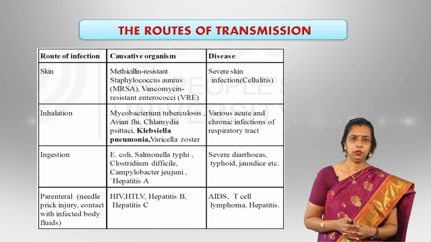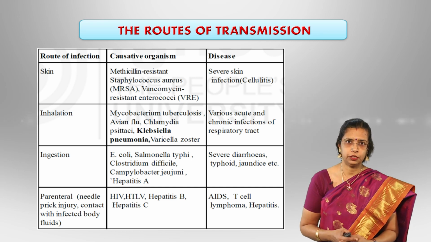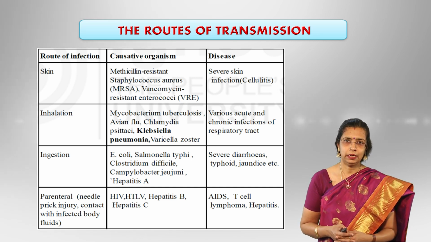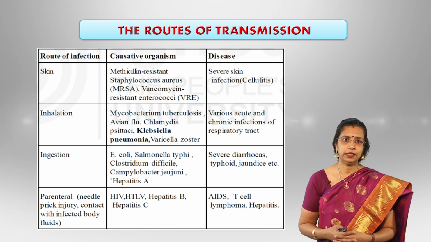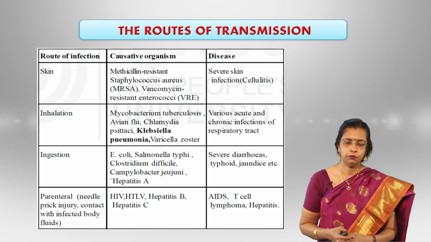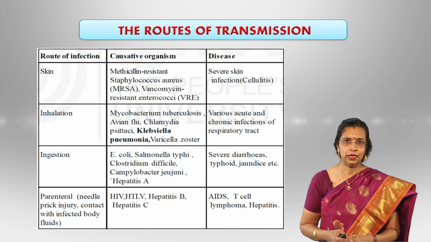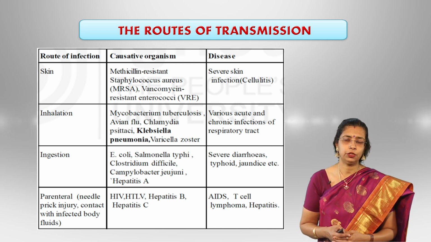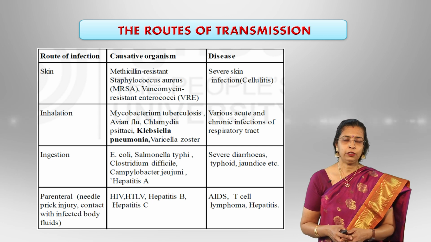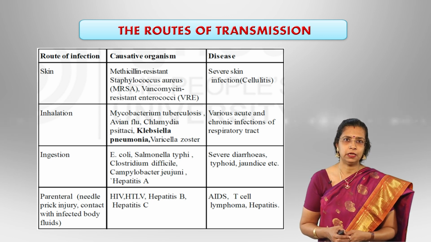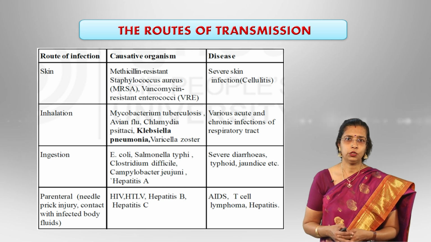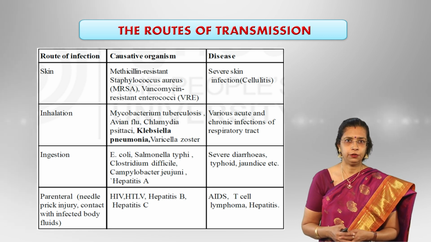Now this is a table showing you some of the routes of infection, for example, through the skin, inhalation, ingestion, needle prick injuries and contact with infected body fluids. If you see in the skin, it can cause severe skin infection like cellulitis, and that could be caused by MRSA, that is methicillin-resistant Staphylococcus aureus, and also vancomycin-resistant enterococci.